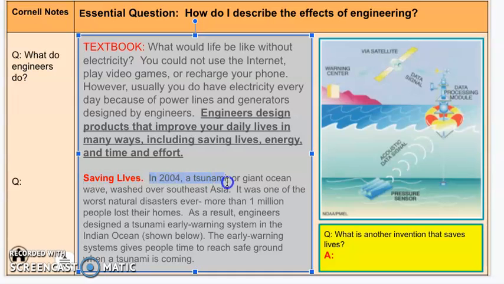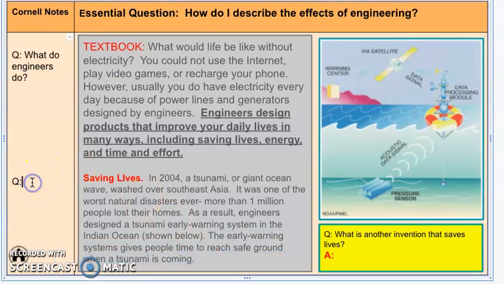In 2004, a tsunami, or giant ocean wave, washed over Southeast Asia. It was one of the worst natural disasters ever. More than 1 million people lost their homes. As a result, engineers designed a tsunami early warning system in the Indian Ocean. The early warning system gives people time to reach safe ground when a tsunami is coming. So this process that they invented and designed helps to save lives. It helps to warn people, to give them enough time to get to safety before the tsunami hits the land.